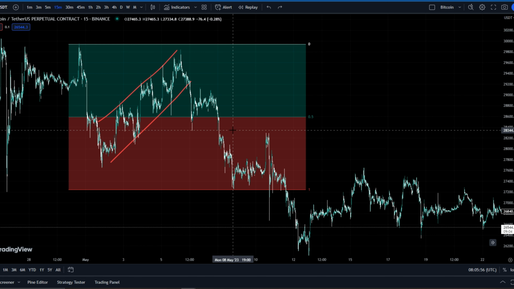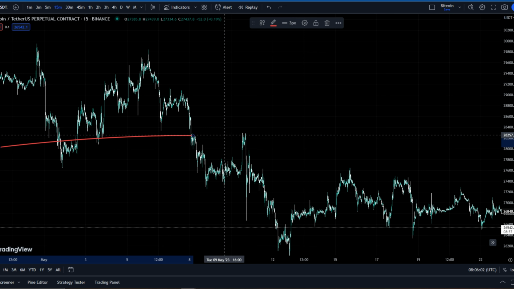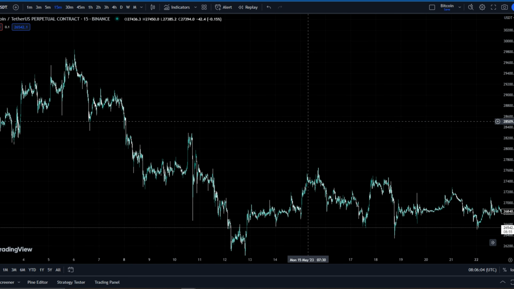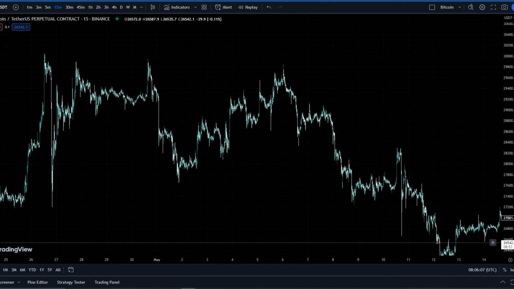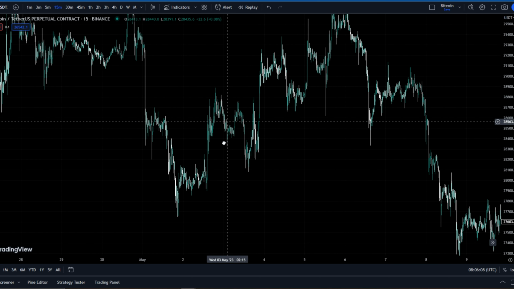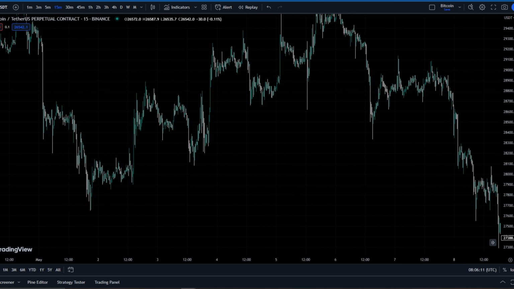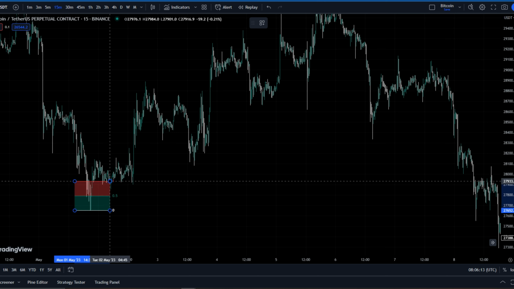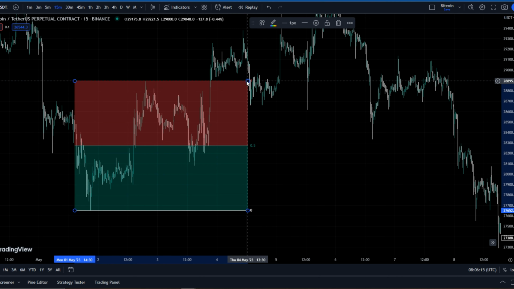And just one final example. Let's remove everything. Let's say we're going to zoom in a little bit. Okay, if you were a buyer, and let's say this is the swing low and this is the swing high, and this is why it's very important to stick to your own principles.